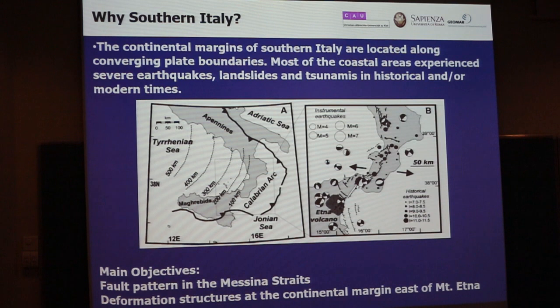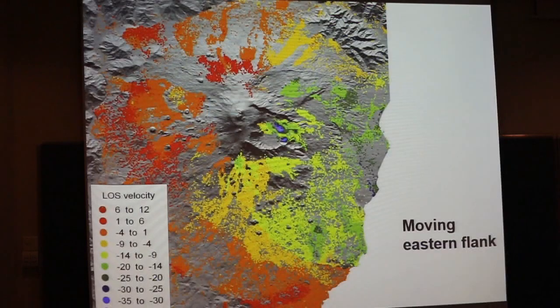And the reason for our investigations here was twofold. We wanted to investigate the fault pattern in the Messina Strait. I won't talk about this today. And then we wanted to look for deformation structures of the continental margin east of Mount Etna, which is related to slope stability. And the reason for doing that is more or less explained by Mount Etna.